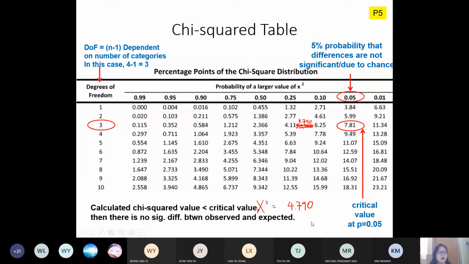Okay, why? That's because you need to be bigger than this critical value to have less than 5% probability that it is due to chance. You want this probability to be as low as possible. The lower, the better, right? Why? Because if it's a very, very low probability that it is due to chance, that means there's a very high probability that it is significant. You get the drift? Okay, you know what I'm talking about.